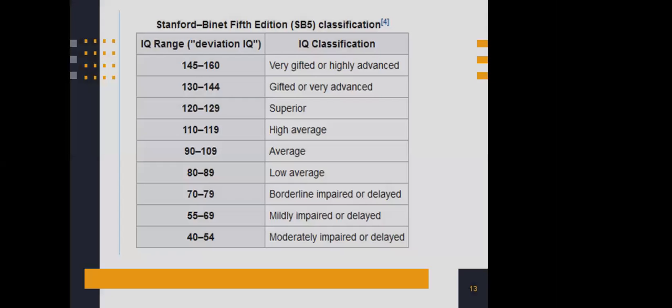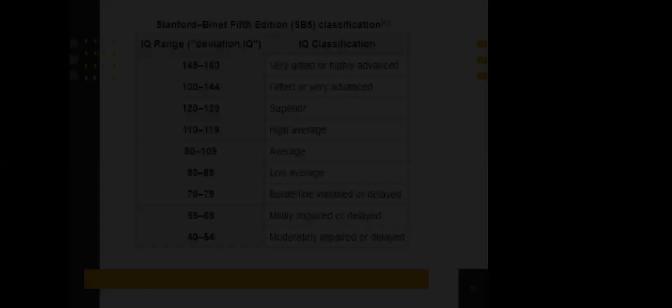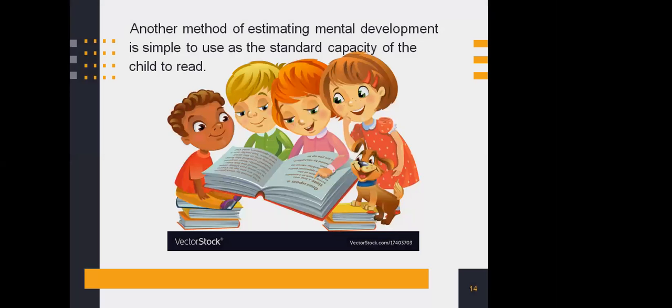This is an example of the Stanford Binet test, where there are ranges of IQ and their corresponding classifications. Like if a child's IQ lies in the range of 120 to 129, then it is classified as superior. Similarly, if the IQ lies in the range of 80 to 89, then it is classified as low average. Besides this IQ, another method of estimating the mental development is to use the standard capacity of the child to read.